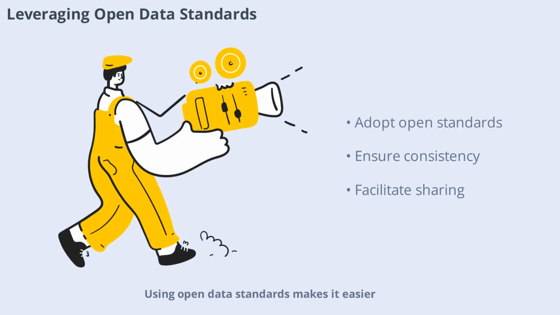Using open data standards makes it easier to share and integrate datasets across different systems. Standards ensure consistency in formatting, naming, and structure. Adopting these practices improves collaboration and reduces errors when working with external partners or tools.